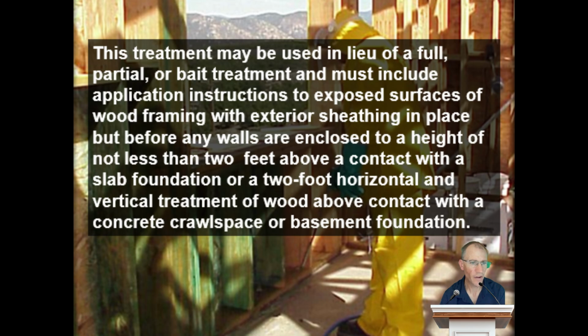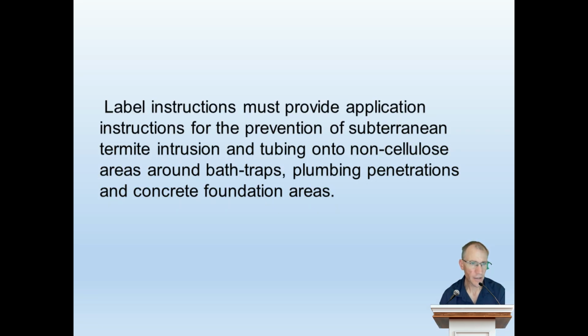to a height of not less than 2 feet above a contact with a slab foundation or a 2-foot horizontal and vertical treatment of wood above contact with a concrete crawl space or basement foundation. Label instructions must provide application instructions for the prevention of subterranean termite intrusion and tubing onto non-cellulose areas around bath traps, plumbing penetrations, and concrete foundation areas.